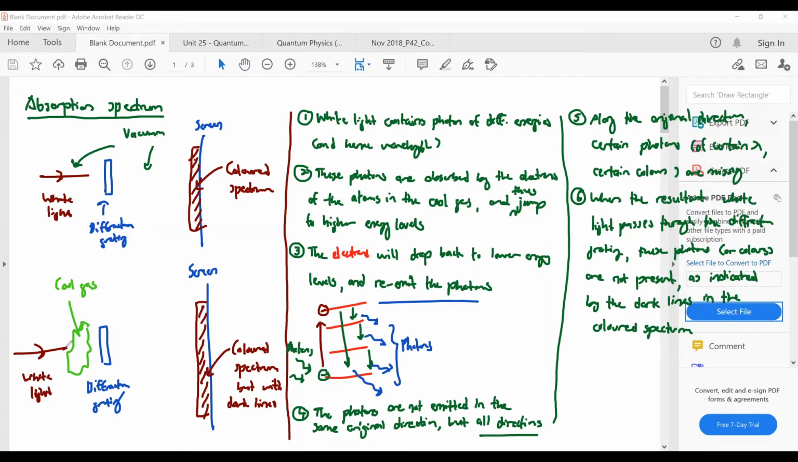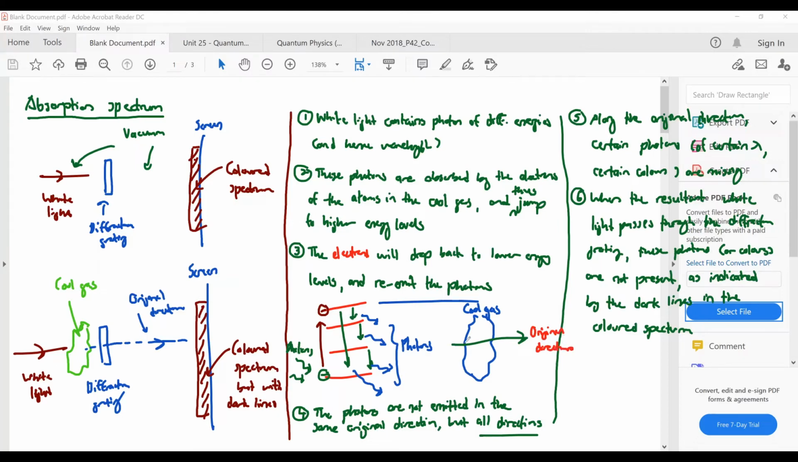What we mean by that is this. You see your light is going from left to right, isn't it? This is what I mean by the original direction. But you see, when the photons get re-emitted, there's no guarantee that whatever photon got re-emitted, maybe I better just draw it here. This one is say your cool gas now, and this one is your original direction.